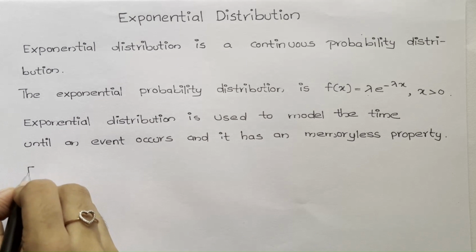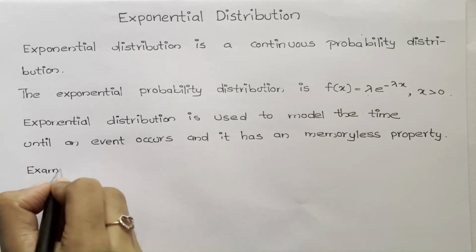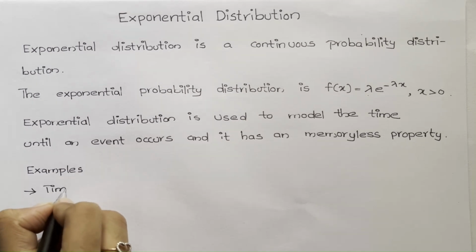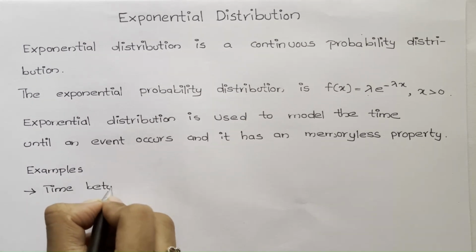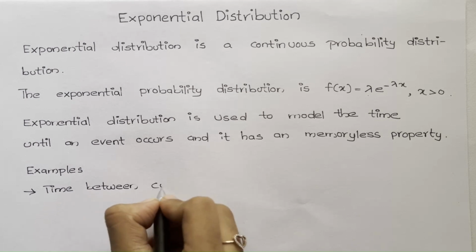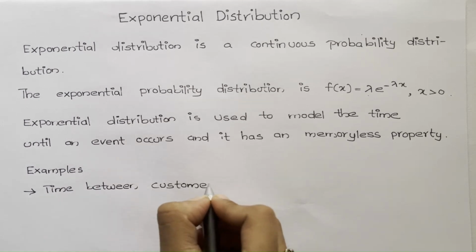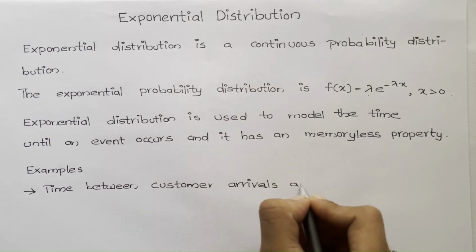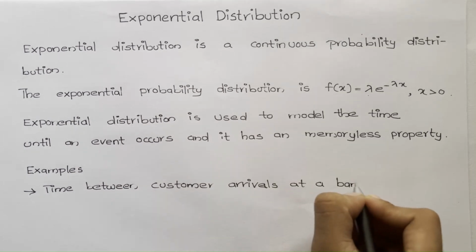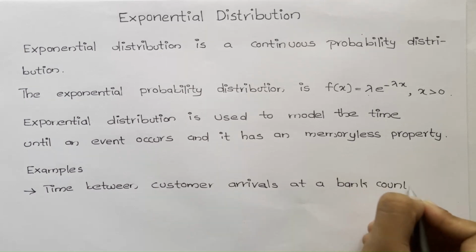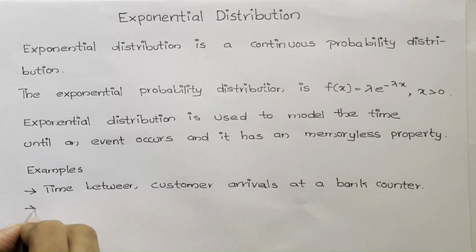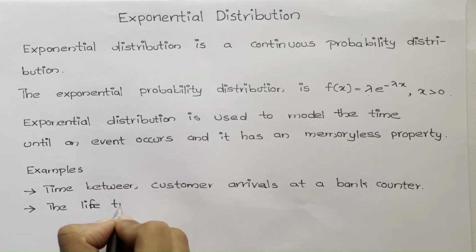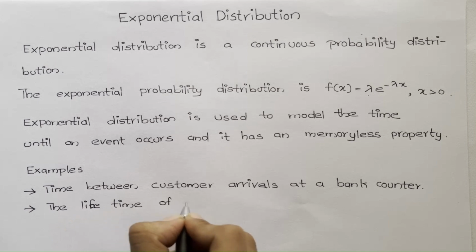Now, some examples of exponential distribution. First example is time between customer arrivals at a bank counter. Second example is the lifetime of a light bulb.